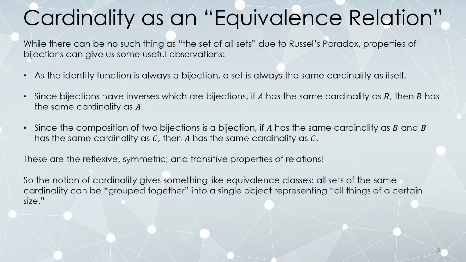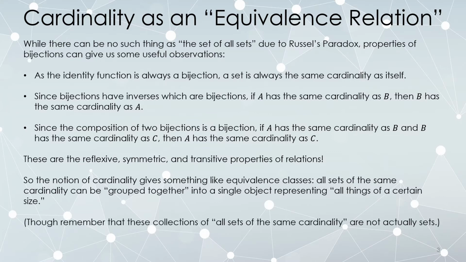Now, this isn't technically a set. As we've said, Russell's paradox really prohibits making things like the set of all sets, but it is something. It's a collection of all sets that have the same cardinality. But they're not actually sets.